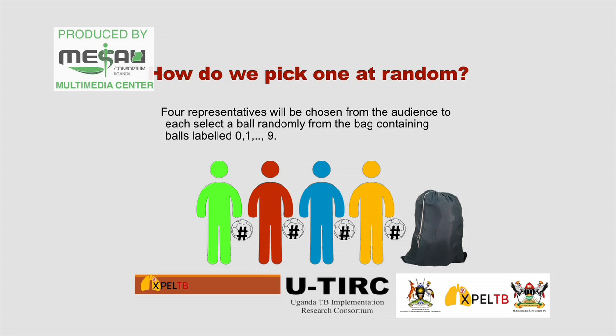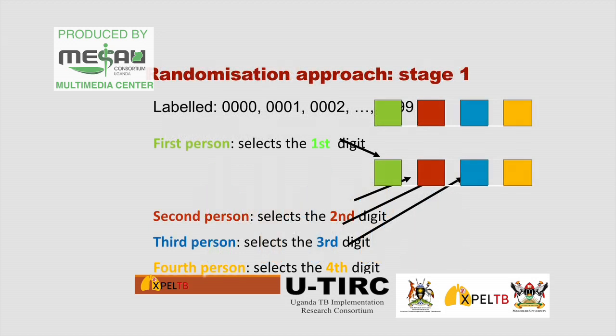Four representatives will be chosen from the audience, and each of those four representatives will select a ball randomly from the bag containing these 10 balls labeled 0, 1, 2, 3, up to 9. The first person will select the first ball, and the number on that first ball will represent the first digit from that randomization number. Then we'll ask the second person to come up. They will select a second ball, and the number on that football represents the second digit of that randomization number. They'll place the ball back in the bag.